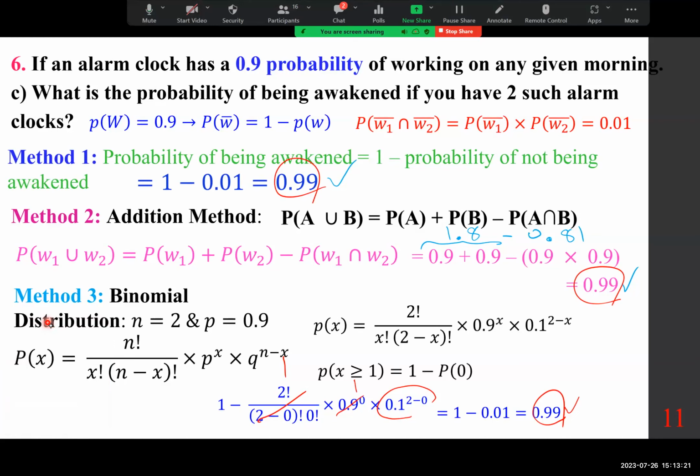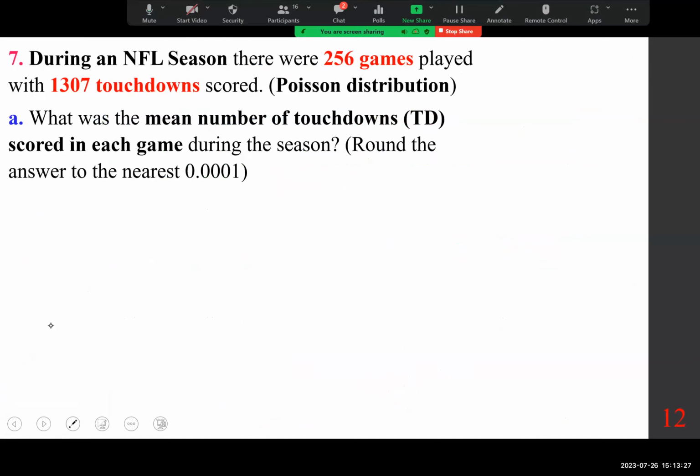Same question, part C. Could somebody read this, please? During an NFL season, there were 256 games played with 1,307 touchdowns scored. What was the mean number of touchdowns scored in each game during the season? Round the answer to nearest 0.0001. Perfect, thanks. So class, this is a Poisson distribution.